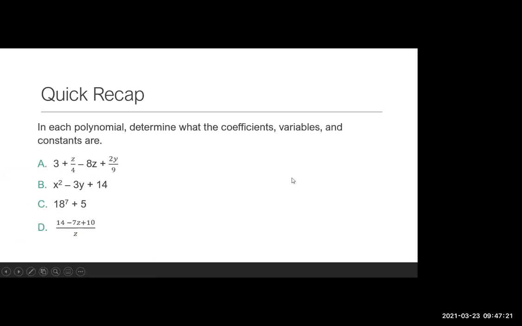In each polynomial, determine what the coefficients, variables, and constants are. Coefficients here, we've got 8, 2/9, and actually we've got 1/4 there. My variables are Z and Y. Let's look at B then. My coefficients are -3, my variables are X and Y, and my constant is 14. Now C, I don't have any coefficients because I don't have any variables. I have some constants, 5 and 18 to the 7th. Those would be constants. And then finally, the coefficient would be -7, and my variable here would be Z.